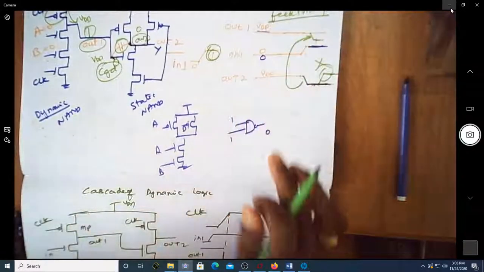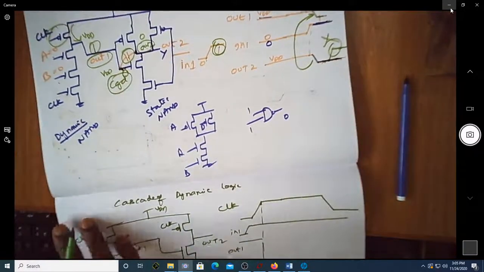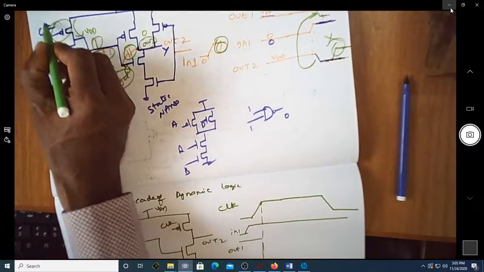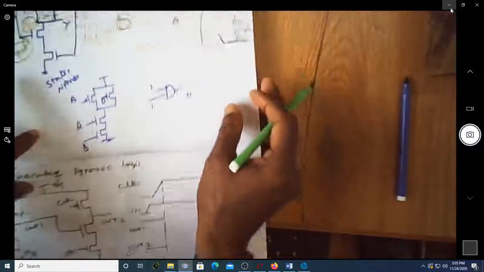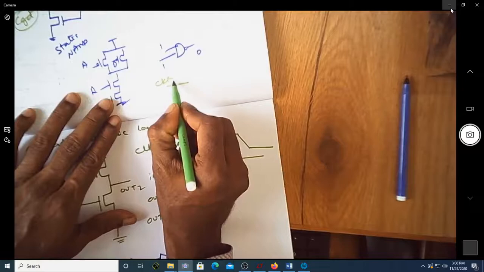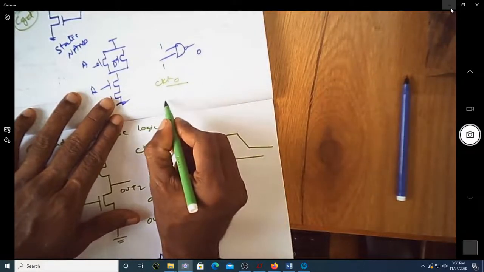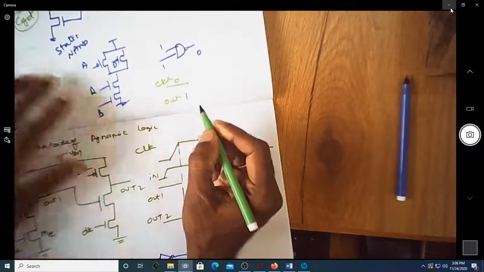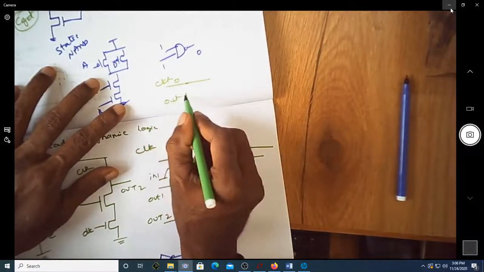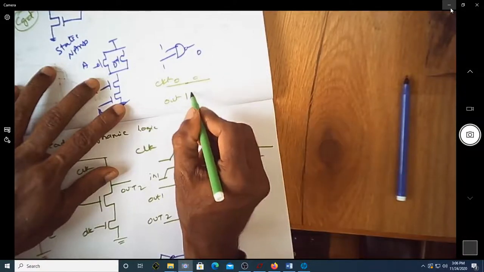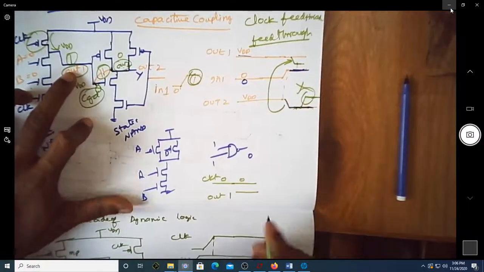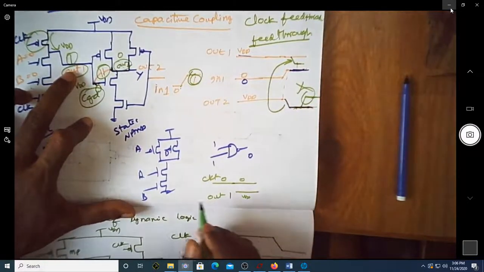So there is a possibility of clock feed through here. Let us try to understand what this clock feed through is. Now we know that during the pre-charge period, clock is 0, and we know that output 1 will be high here. Output 1 is this point, so this is equal to VDD.